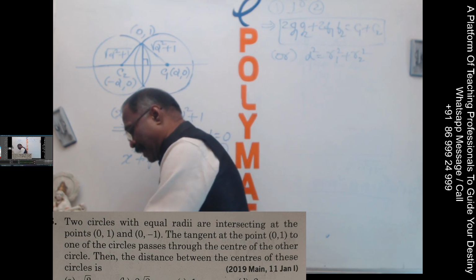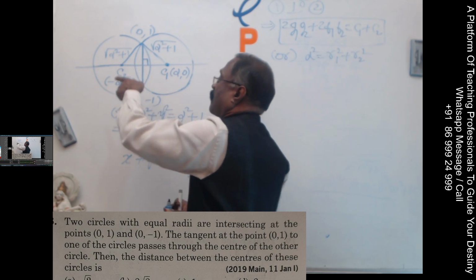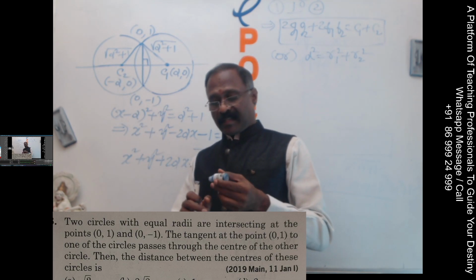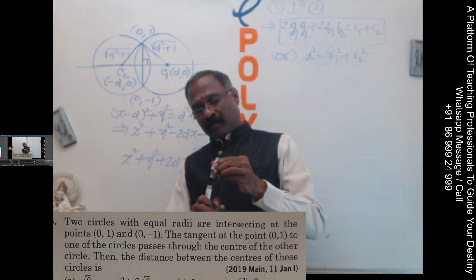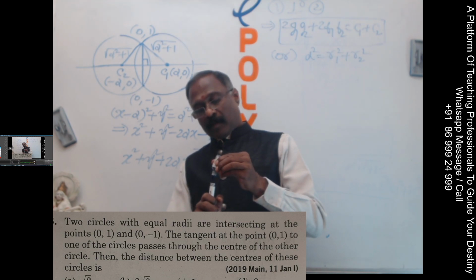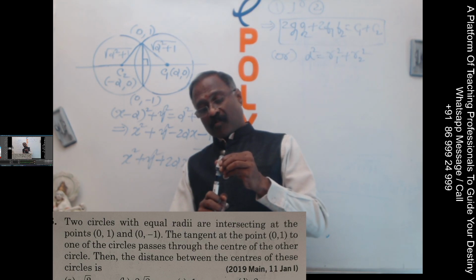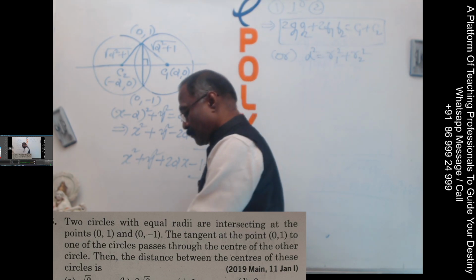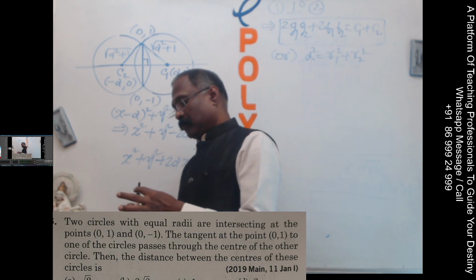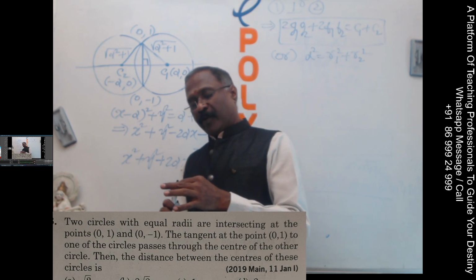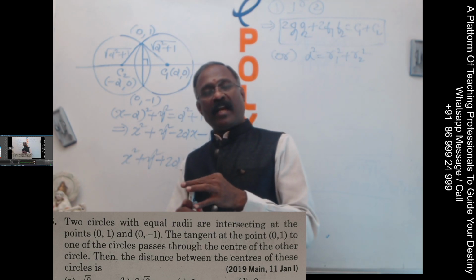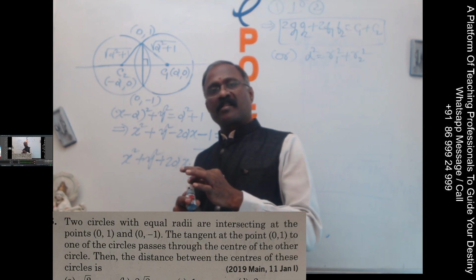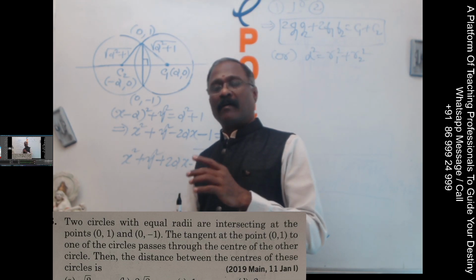What is d square? Distance between the centers is 2 alpha here. What is r1? Root over alpha square plus 1. So both radii we know. We know the distance between the centers, and thereby you will get the value of alpha.